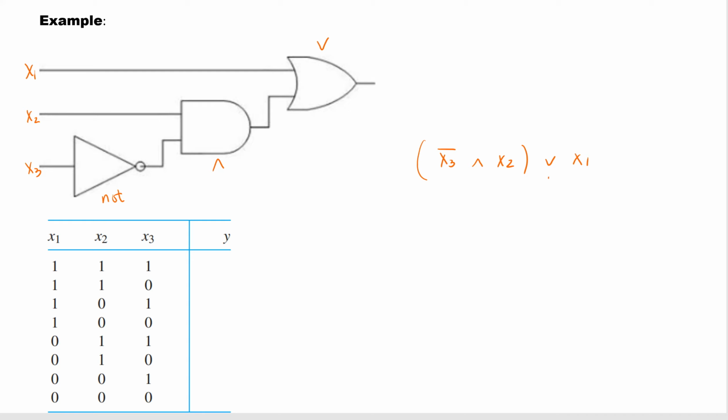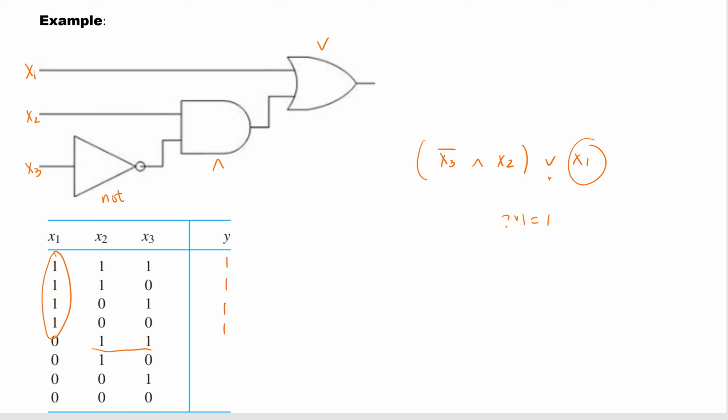Let's look from the outside to the inside. OR: if x1 is 1, 1 or whatever is 1. So if x1 is 1, 1 or whatever is going to be 1. That's easy. See, we already figured out 4 of them. For the rest, let's look at each of them.